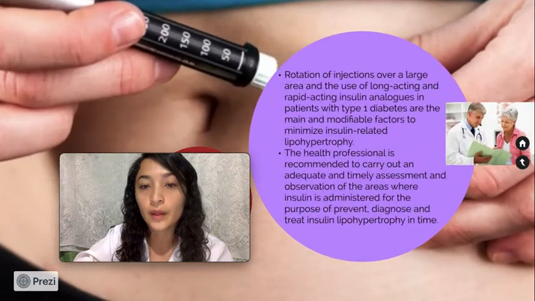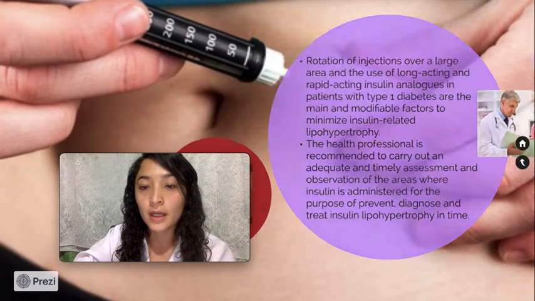Conclusion: rotation of injection sites over a large area and the use of long-acting and rapid-acting insulin analogs in patients with type 1 diabetes are the main modifiable factors to minimize insulin-related lipohypertrophy. Health professionals recommend carrying out adequate and timely observation of the areas where insulin is injected, for the purpose of preventing, diagnosing, and treating insulin lipohypertrophy in time.